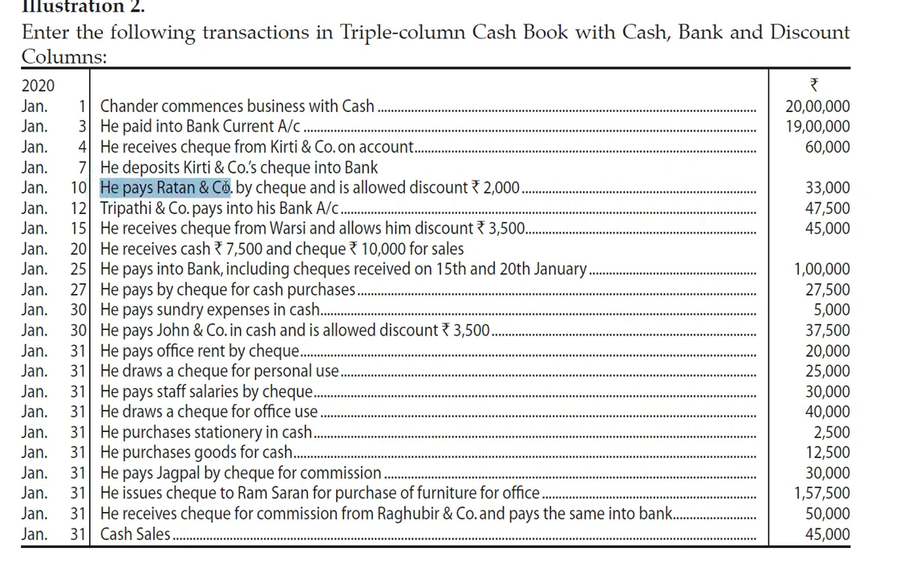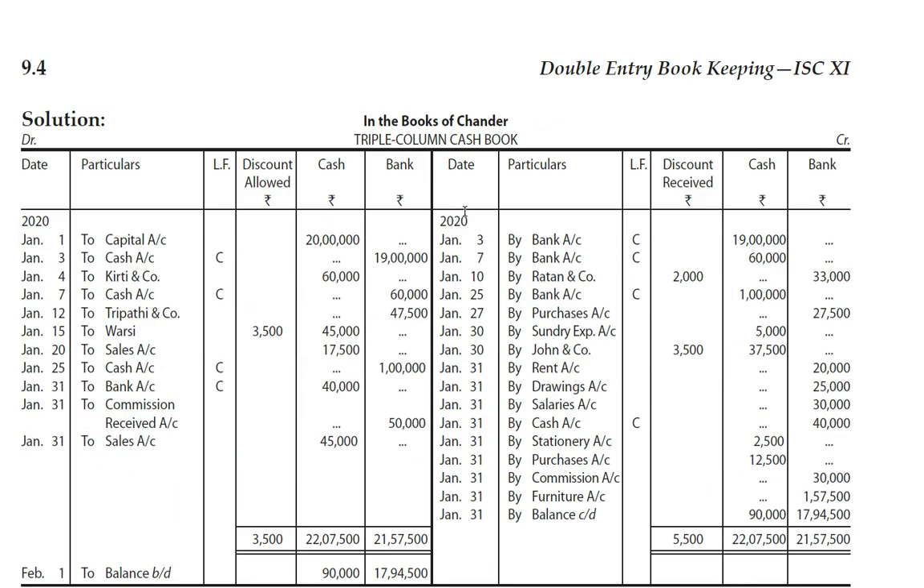He pays Ratan and Co by check and is allowed discount of rupees 2,000. 33,000. What is the meaning? On the January 10th, he pays Ratan and Co. That he is paying a check, paying by check, and allowed discount 2,000. So January 10. Come to January 10. So that's a payment entry.